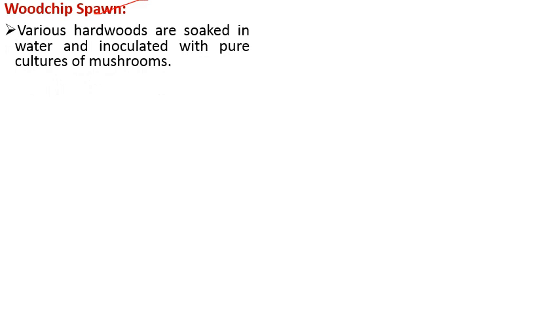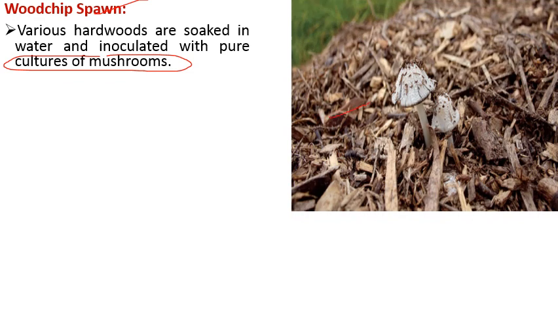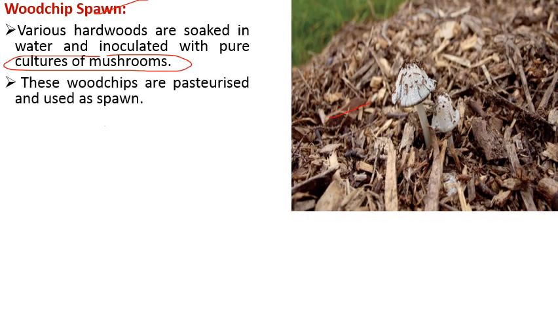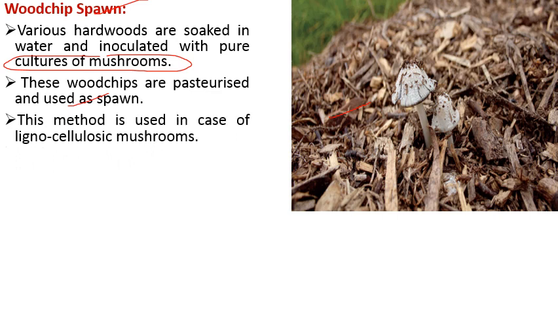Next comes wood chip spawn. Various hardwoods are soaked in water and inoculated with pure cultures of mushroom. So we use wood chips, which are pasteurized and used as spawn. Now, this method is used in the case of lignocellulosic mushrooms, the mushrooms that grow in a lignocellulosic environment, meaning they require this sort of environment. So this type of substrate is used for the spawn production of those types of mushroom.